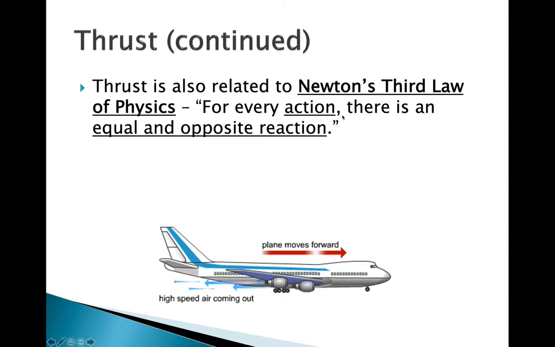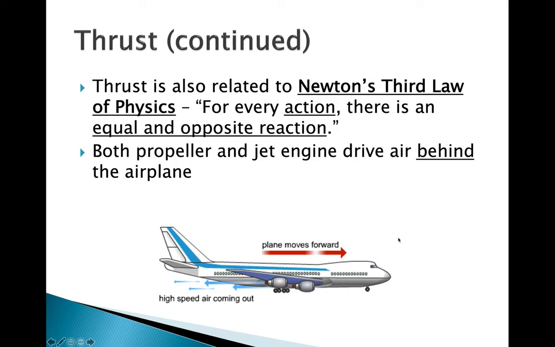So thrust is relating to Newton's third law of physics, which states, for every action, there is an equal and opposite reaction. For every action, which would be the backwards motion of the propeller that's pressing on the air, the opposite and equal reaction would be the movement forward. Both the propeller and the jet engine drive air behind the plane, right? So that's the action, and then the reaction would be the forwards movement of the plane.